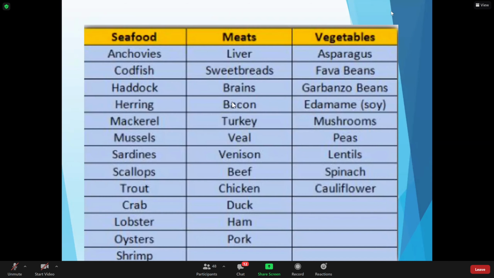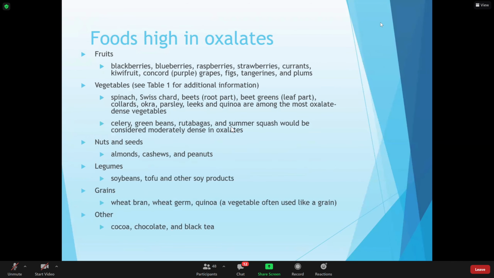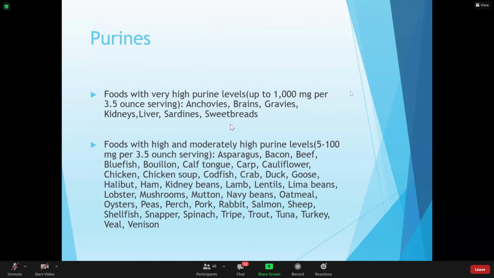There's several more slides. We'll talk about gout a little bit, and some things in the diet that we would change for this.